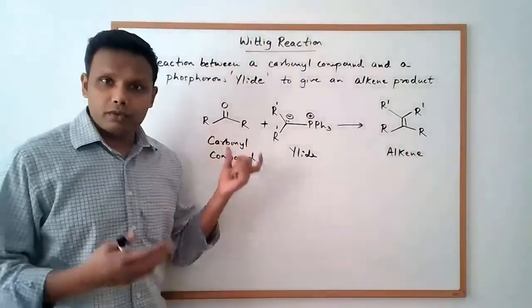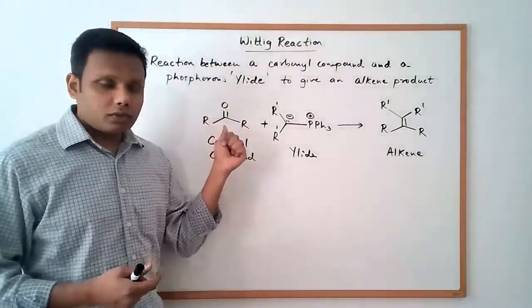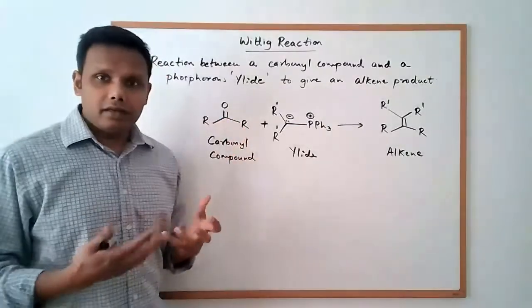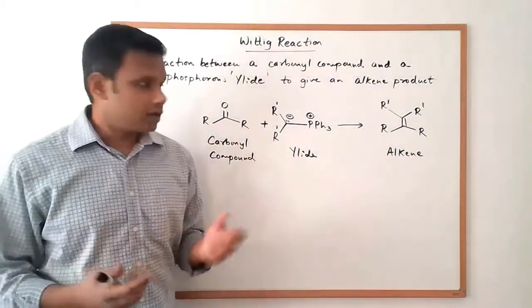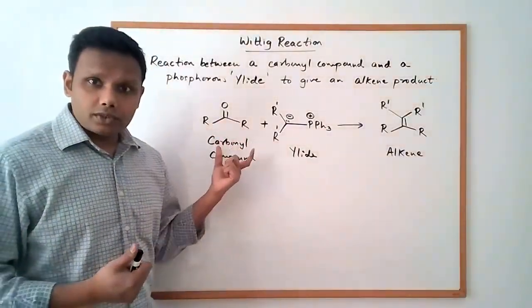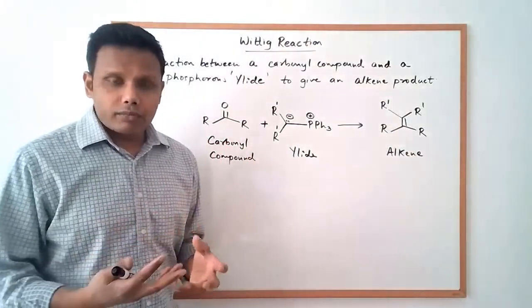These are groups, they could be carbon-containing groups, which would make it a ketone. One of them could be a hydrogen, which would make it an aldehyde. Both of them could be hydrogens, which would make it formaldehyde. So this structure here is just representative of every carbonyl compound that's possible.